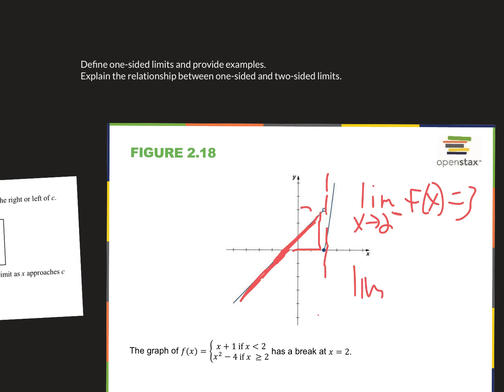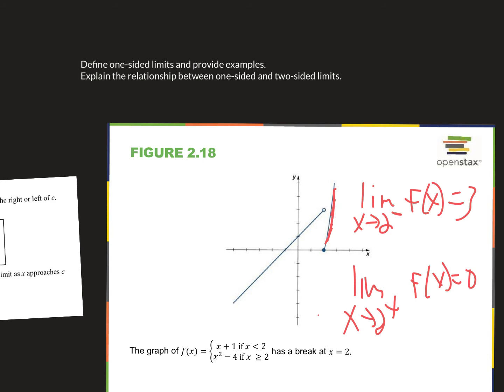And then the limit as x approaches 2 from the right, well, let's see. Let me do a little cleaning up here so we can see that. So as I approach 2 from the right, here's what's happening to y. What's y approaching? Well, y is approaching 0, right?